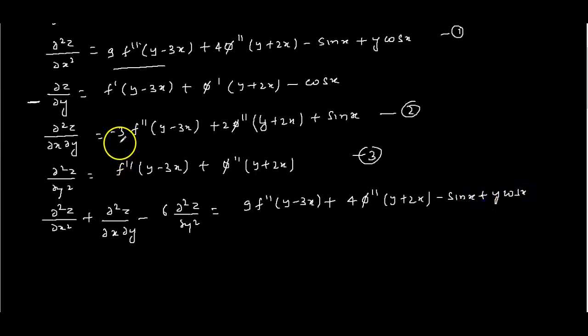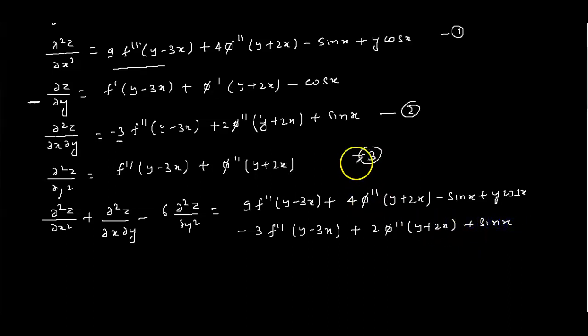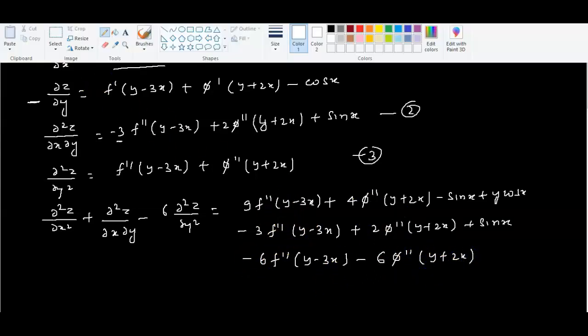This one as it is, we only substitute here: minus 3 f double dash of (y minus 3x) plus 2 phi double dash of (y plus 2x) plus sin of x. And this one we multiply with minus 6, so it becomes minus 6 f double dash of (y minus 3x) minus 6 phi double dash of (y plus 2x). So now if we add it all, I will add with a different color.